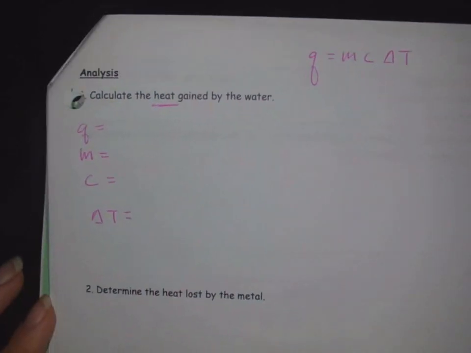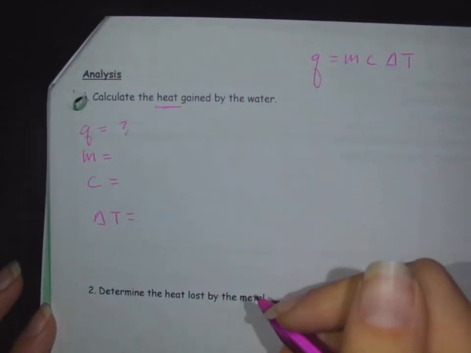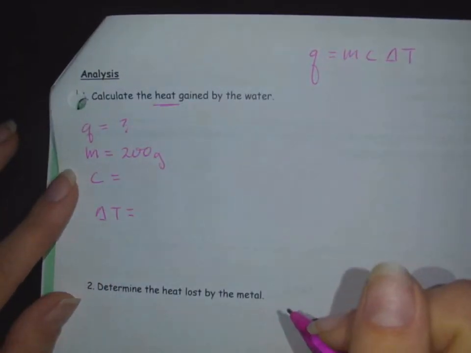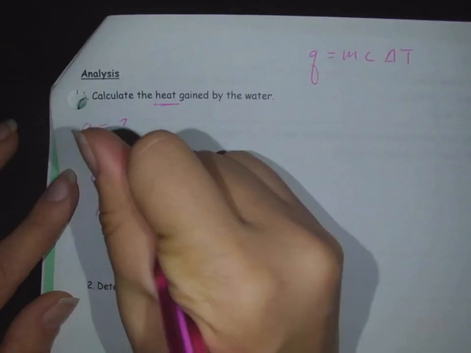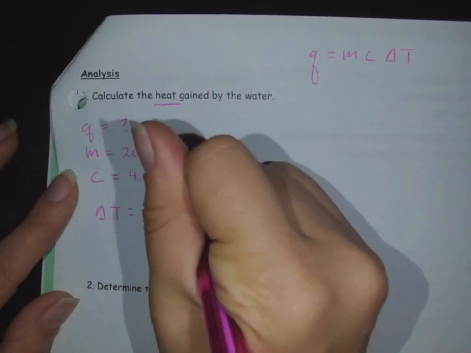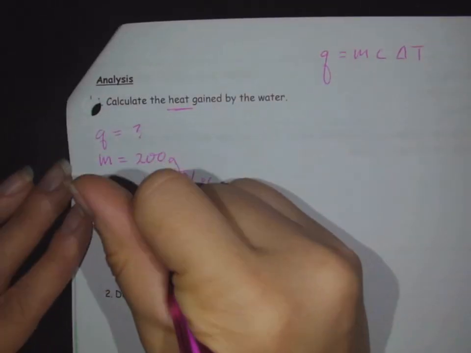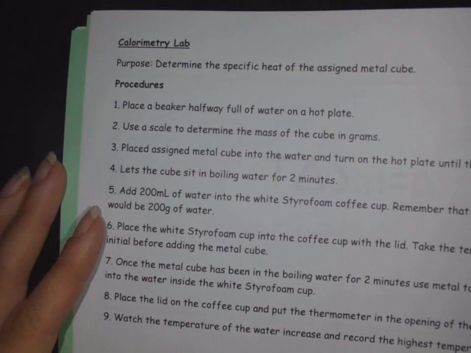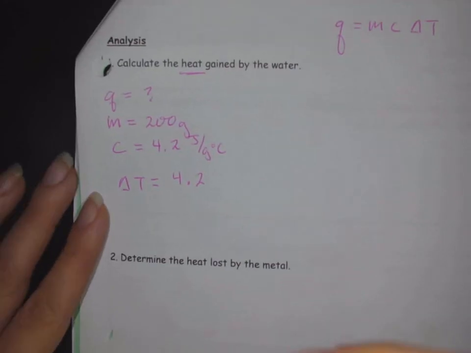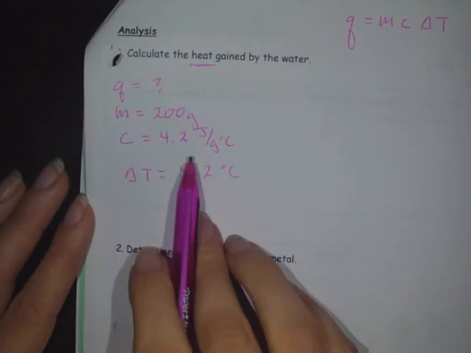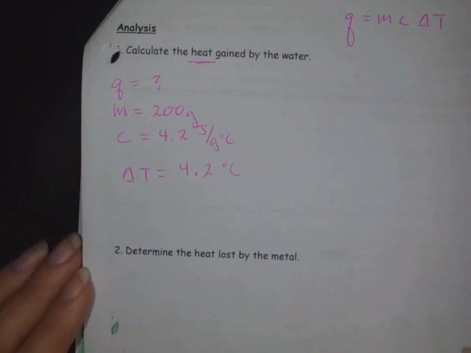But the good news is I have all of those things. So back on that data table, I know that my mass was 200 grams for the water. I know my specific heat was 4.2 joules per gram degrees Celsius. And then we just got our change in temperature for the water, which was also, interestingly, 4.2. Yeah, 4.2 degrees Celsius. Now yours might be different than that. So just keep in mind, those are not always, and they're usually not the same number value.